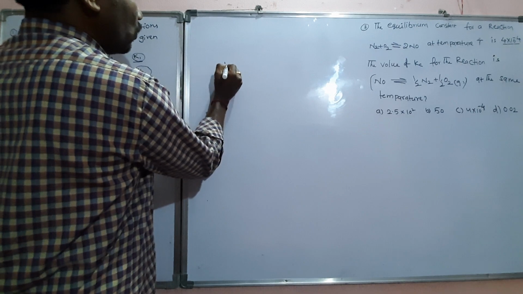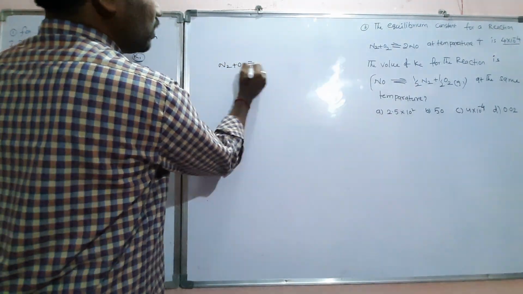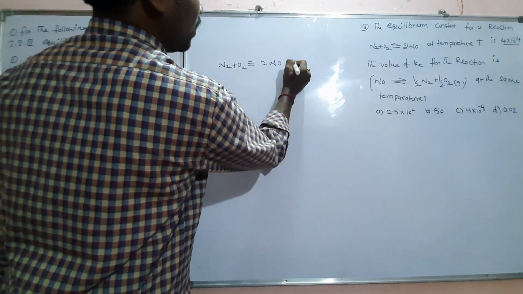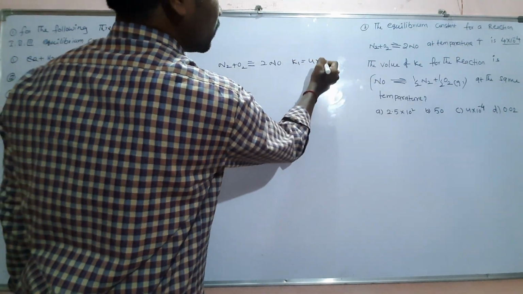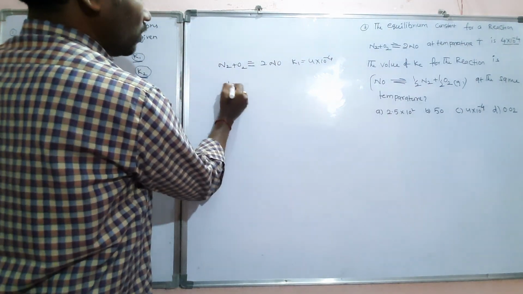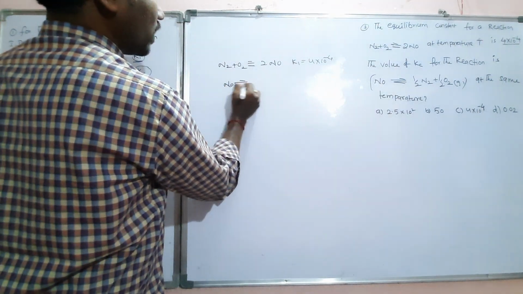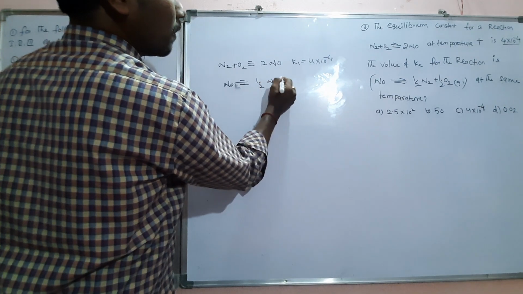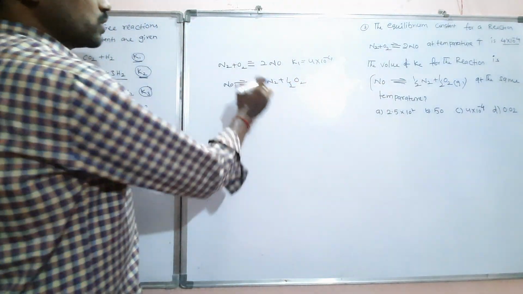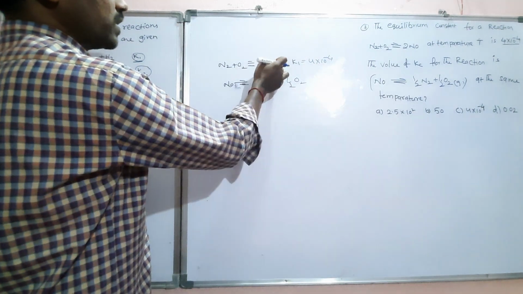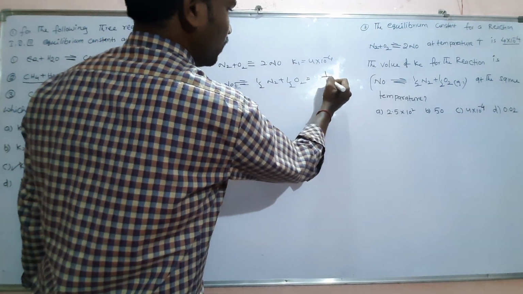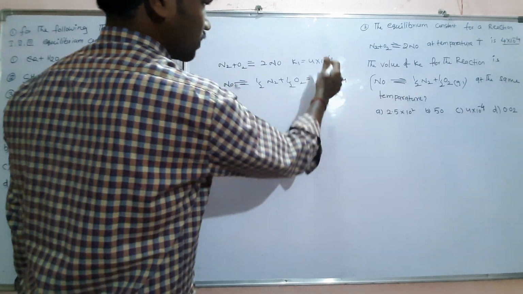So N2 plus O2 gives 2NO, and its value K1 is equal to 4 into 10 to the power of minus 4. This question is NO gives rise to half N2 plus half O2. This reaction is the reverse of that one. So that's why its equilibrium constant is 1 by 4 into 10 to the power of minus 4, right?